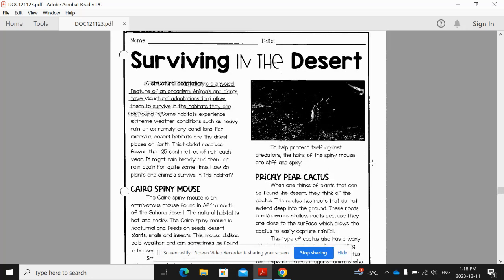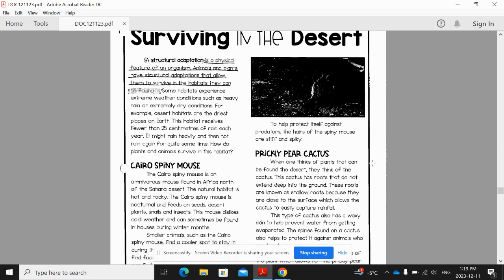Some habitats experience extreme weather conditions, such as heavy rain or extremely dry conditions. For example, desert habitats are the driest places on Earth. This habitat receives fewer than 25 centimeters of rain each year. It might rain heavily and then not rain again for quite some time. How do plants and animals survive in this habitat?